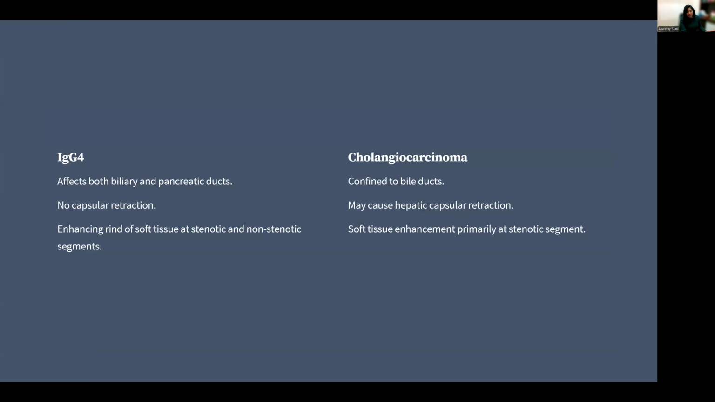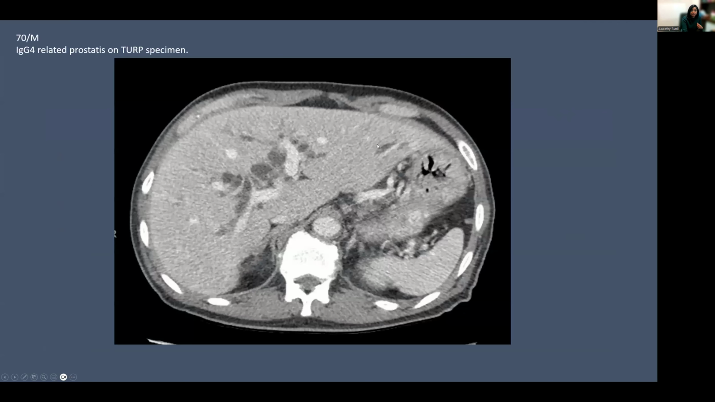How to differentiate between IgG4-related disease and cholangiocarcinoma? IgG4-related disease usually affects both pancreatic and biliary ducts. There will be no hepatic capsular retraction. The enhancing rind of soft tissue can be seen both at the stenotic as well as the non-stenotic segments. In cholangiocarcinoma, it is typically seen only in the bile ducts, and they can have hepatic capsular retraction. Soft tissue enhancement is primarily at the stenotic segment.